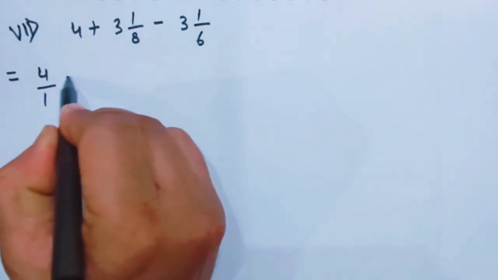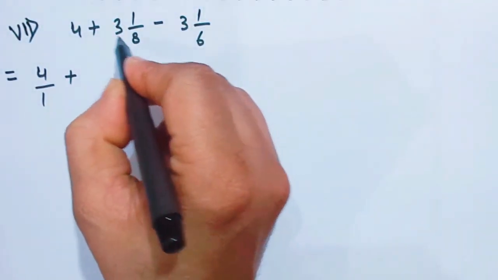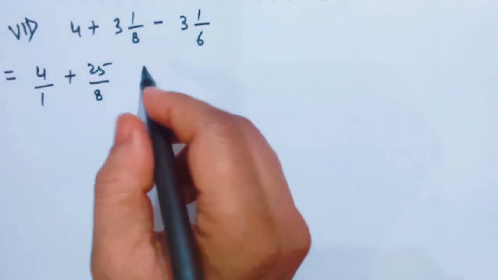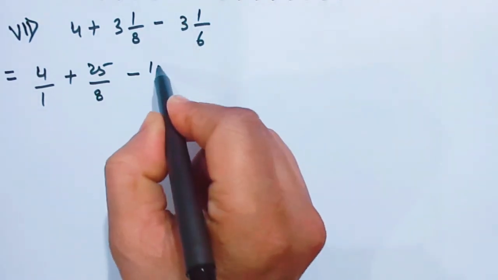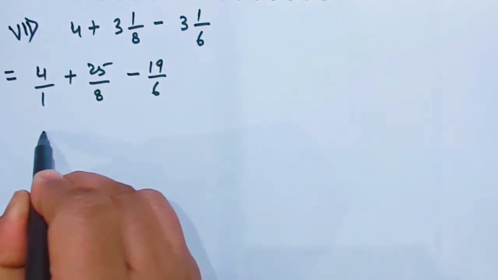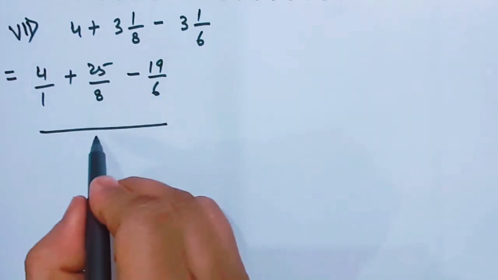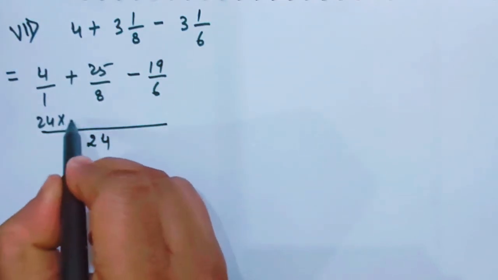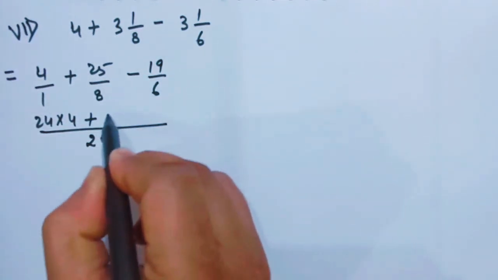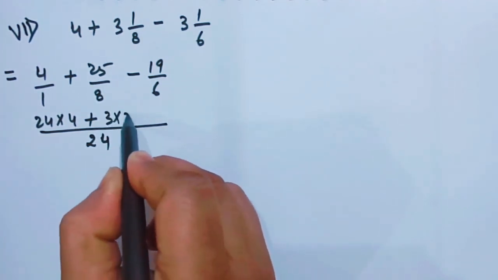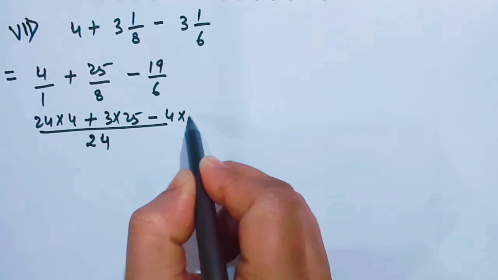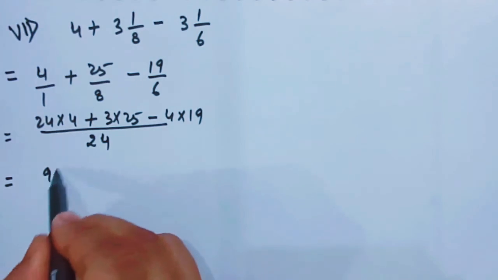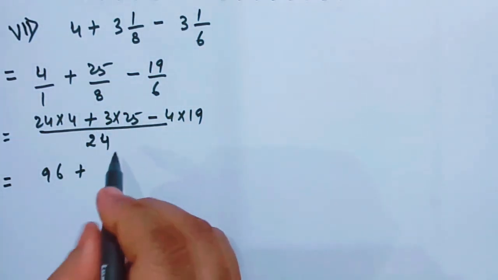4 by 1 plus, who will convert it? 8 3s are 24 plus 1, 25 by 8, minus 6 3s are 18 plus 1, 19 by 6. Who will take out the LCM of 8 and 6? 24. So here 24 times 4 plus, come on, see, 3 times 25 minus 4 times 19. How much will you get? 96 plus, and multiply all this.